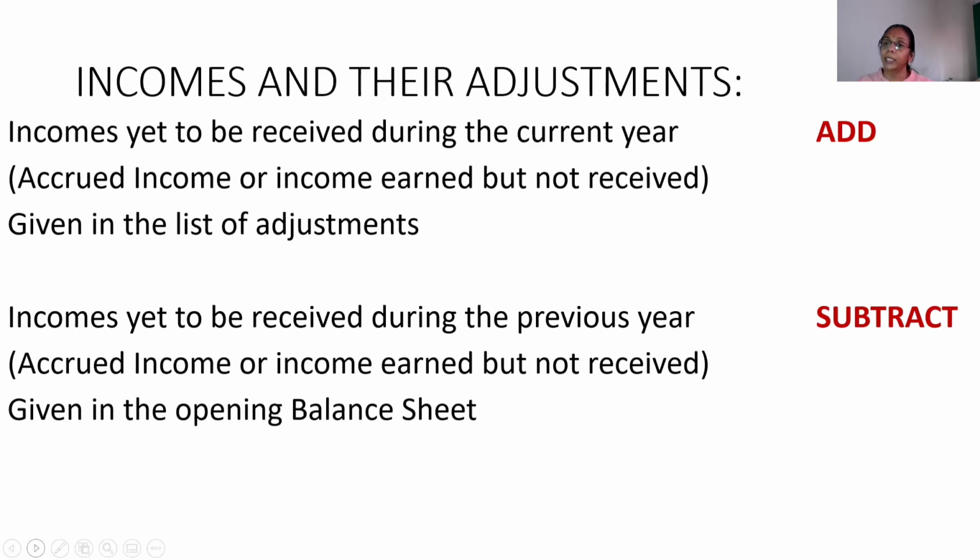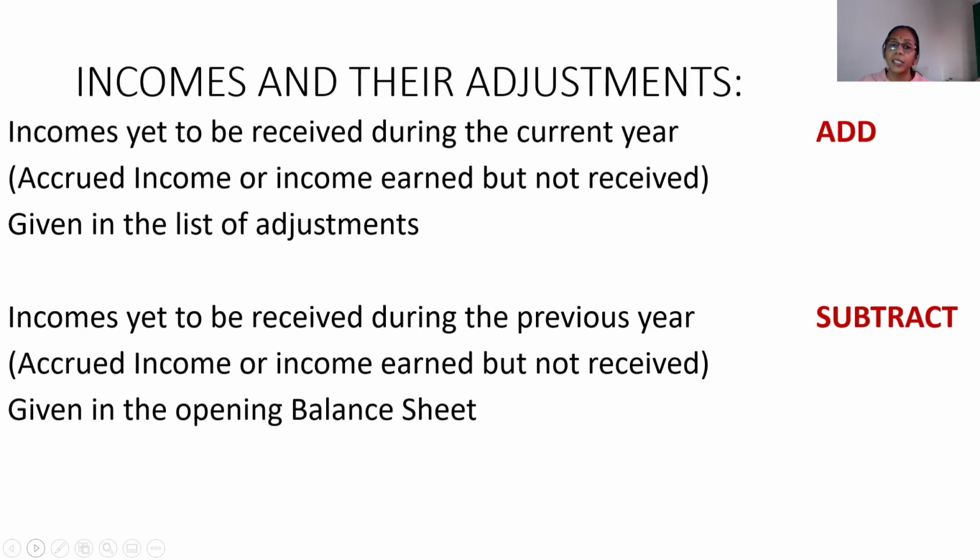Now let's talk about the incomes. The incomes part also holds a similar kind of understanding. So we have incomes yet to be received during the current year. This belongs to the current year, the incomes that need to be received by the NPO. Where is it given? It is given in the list of the adjustments. So this will be added back to the existing income money.